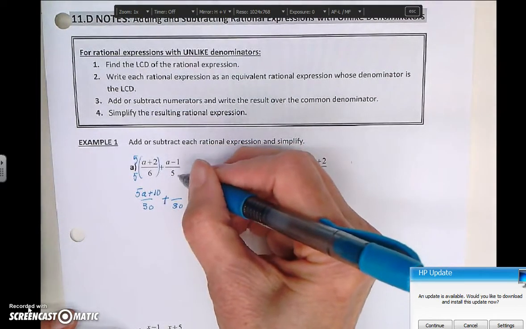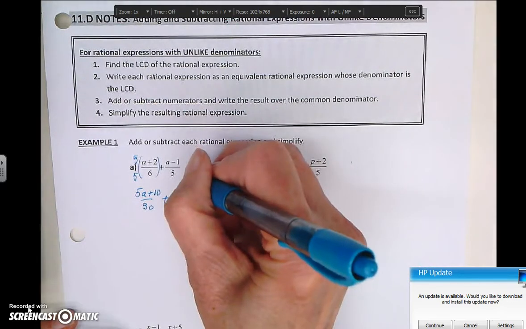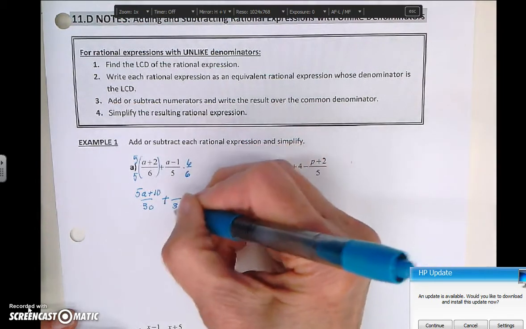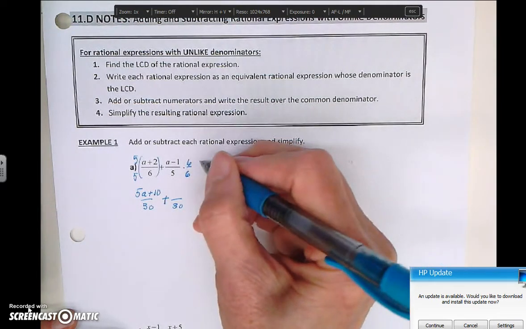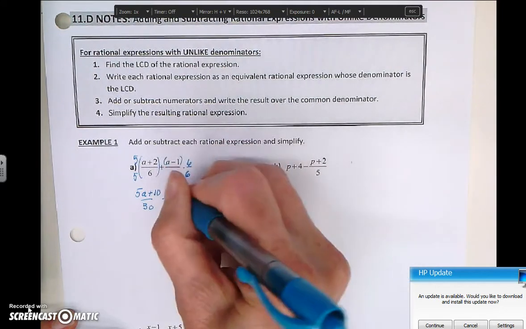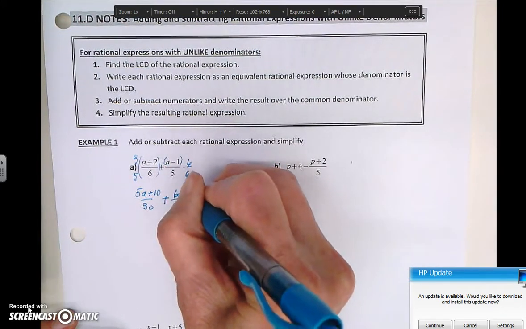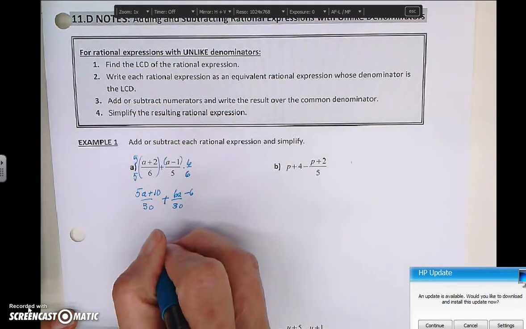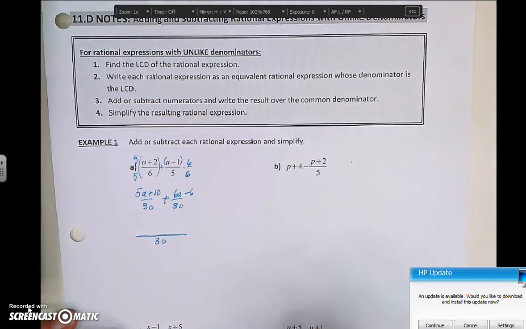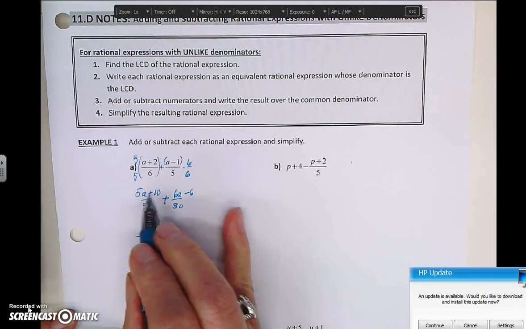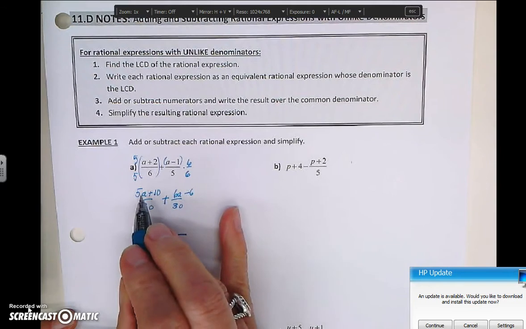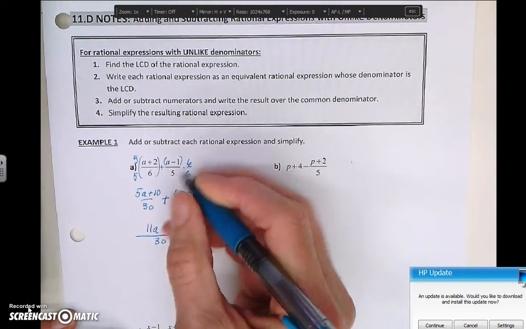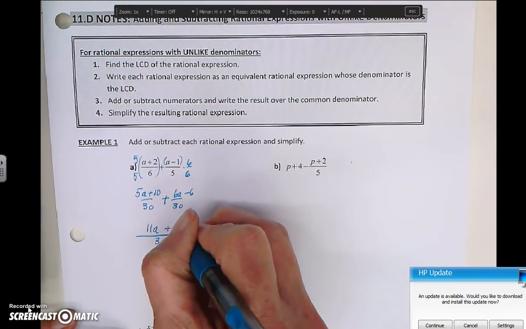Then for my second fraction, to change to 30, I'm going to be multiplying by 6. So clever 1, 6 over 6. So it's going to change the looks but not the value. So distribute through the numerator and get 6a minus 6. Now I have the same denominator, so I can add. So I'm going to keep the denominator the same, and then I'm going to add like terms in my numerators. So it's going to be 5a plus 6a is 11a, and 10 and a negative 6 is a plus 4.